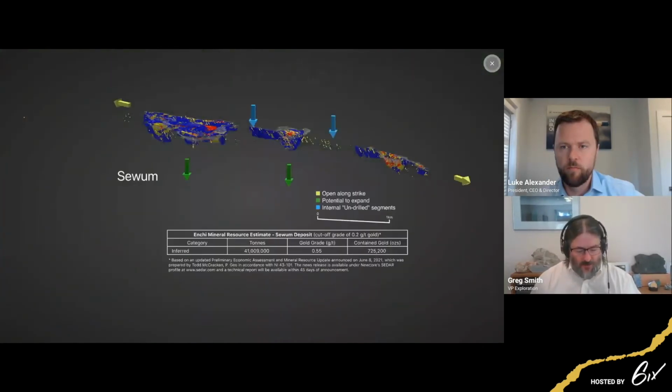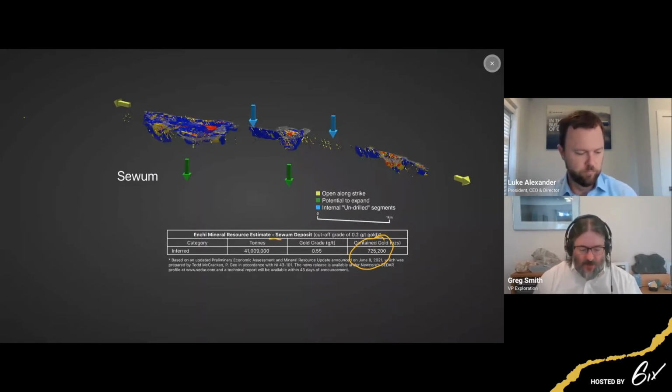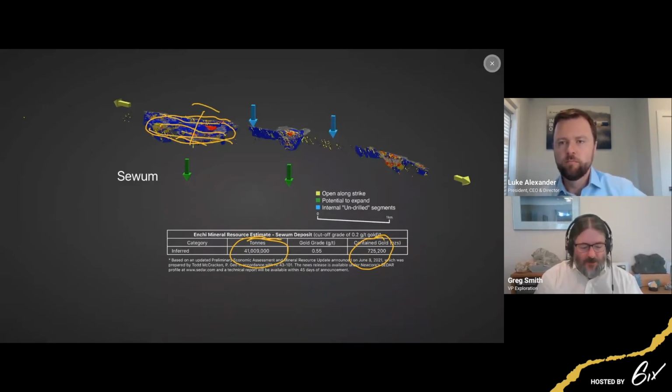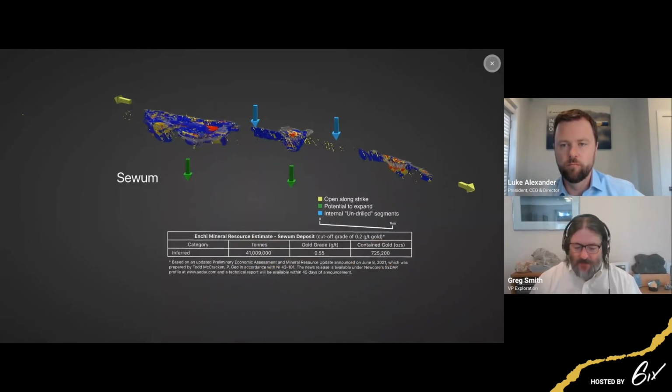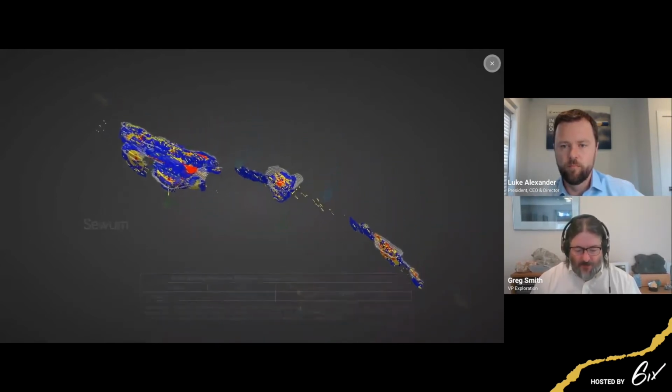So here's the current resource. So again, a little over 725,000 ounces. So that's grown significantly since our last resource. Now 41 million tons available. And as we'll see when we look at it, some really low stripping ratios, especially here in the northern portion of Sewum, where we've got a number of subparallel shears in here, and it gives us a nice wide zone. Again, all of which come right to surface, so that eliminates the need for that pre-stripping.